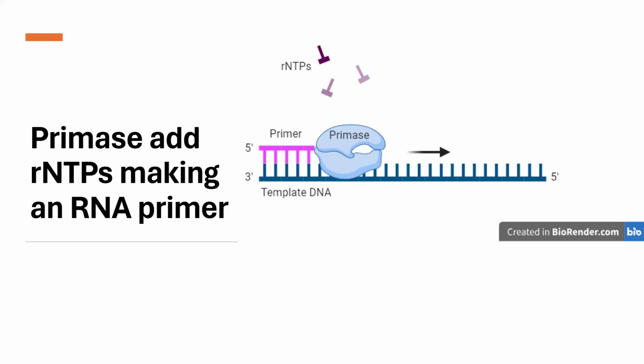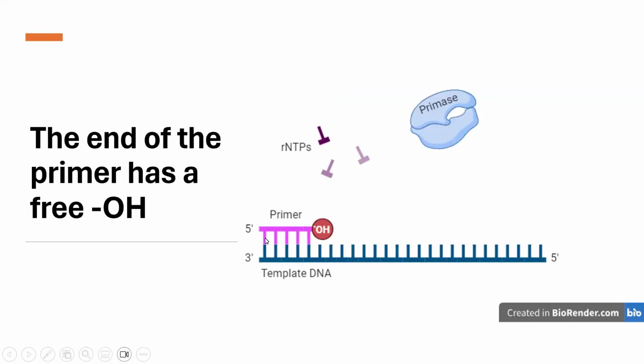Now, when the primase adds its bases, it's going to use RNTPs, like ribonucleotide triphosphates, and they're always going to be added in this 5' to 3' direction. So this purple color represents the new bases that are being added, and primase is moving in the direction of this arrow. When it ends, it's going to leave that free OH group at the end of your primer. And then primase is going to pop off after it's laid down its primer.